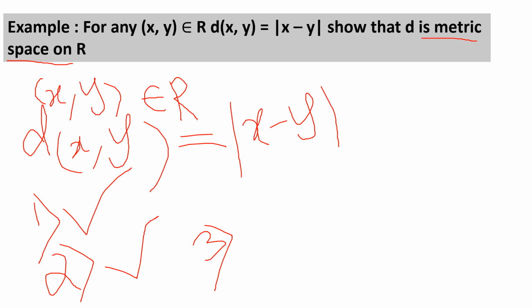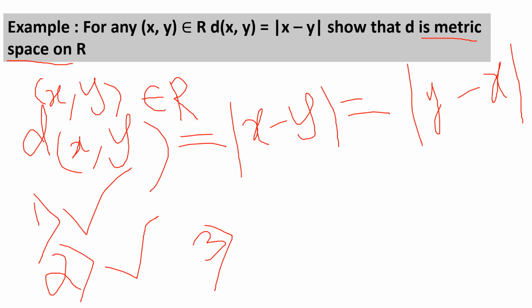It is the symmetric property, which is nothing but d(x, y) should be equal to d(y, x). So if we write d(y, x) instead of d(x, y), is there any problem? Because we have applied a mod here. If we write x minus y or y minus x, it is the same, because we have the mod function. So anything that becomes minus will become plus.